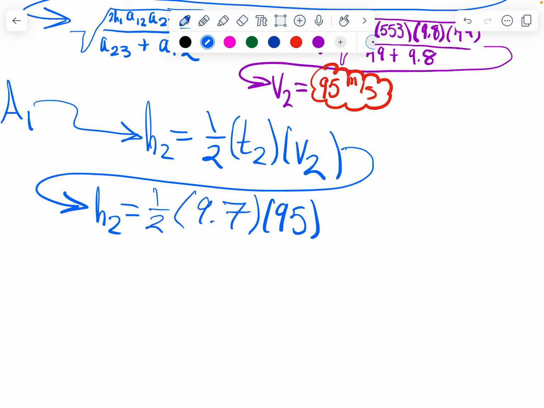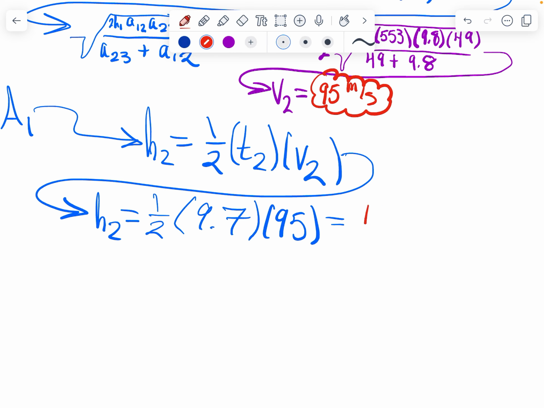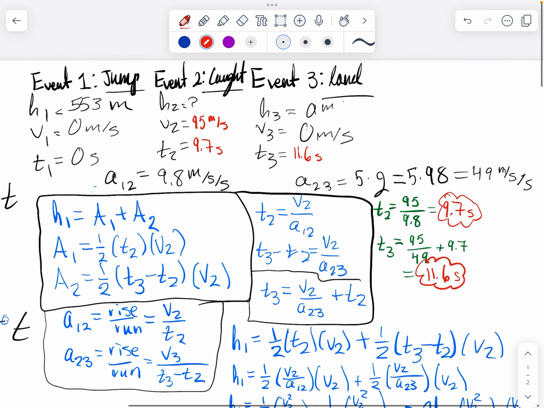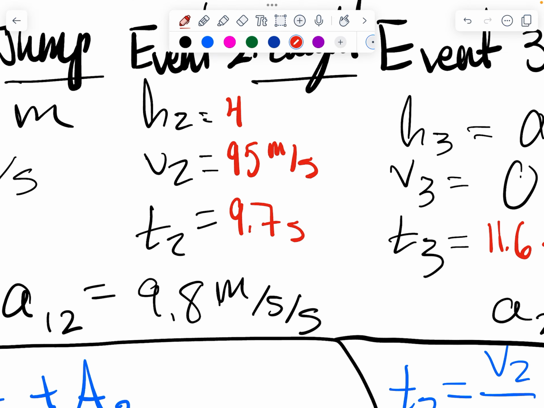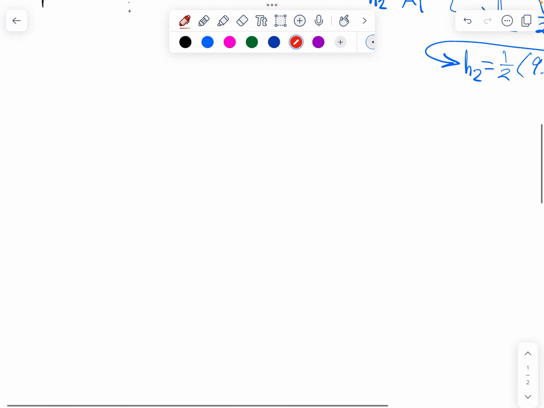Let's see. Oh, that's going to be 461 meters. Look at that. Rounded up, but pretty much on the dot. Let's write that in red. Fantastic. Let's put this guy over here, since we now know it. Same displacement. Okay. Now we're going to move on to the next part.